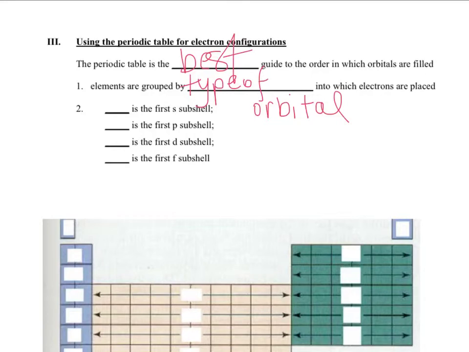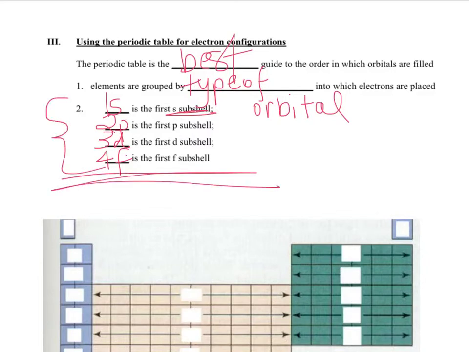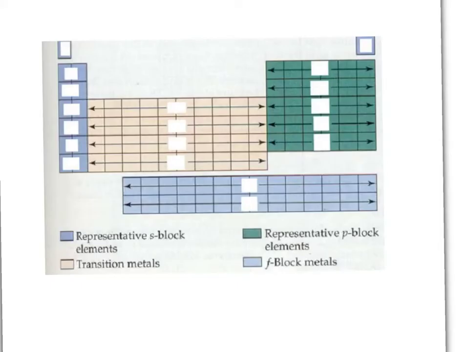So the first S subshell is 1s, the first P is 2p, the first D is 3d, and the first F is 4f. Okay, now if you can remember this right here, and if you can remember which block is which, which I'll show you what that means in a minute, then you are going to be in great shape and you will be able to do electron configuration. So let's fill this in.